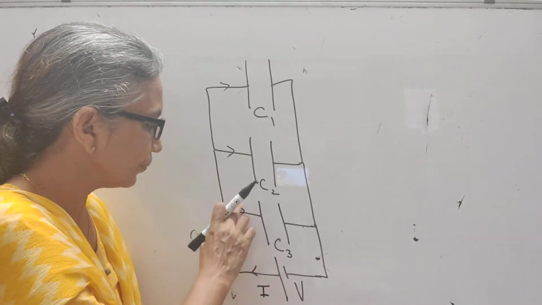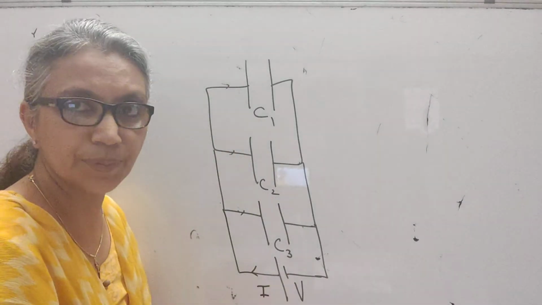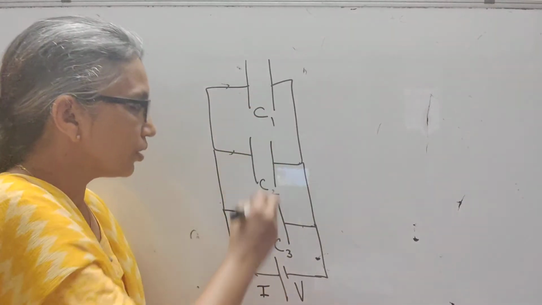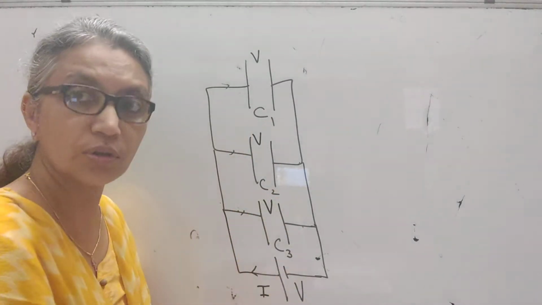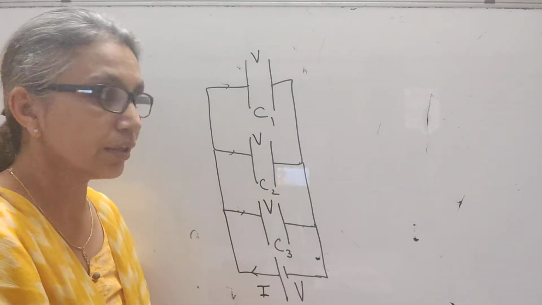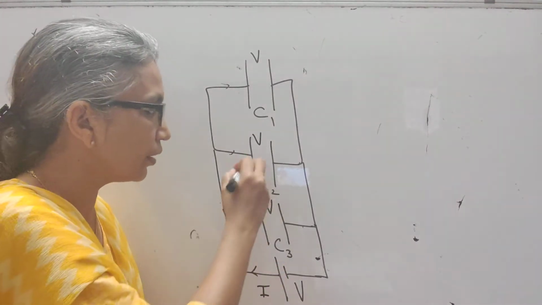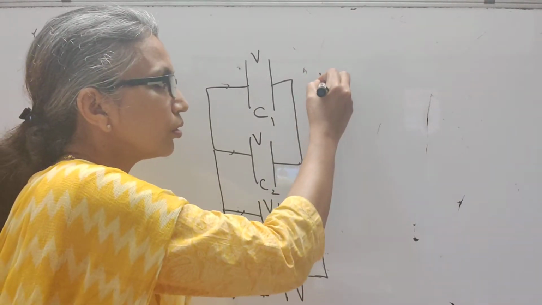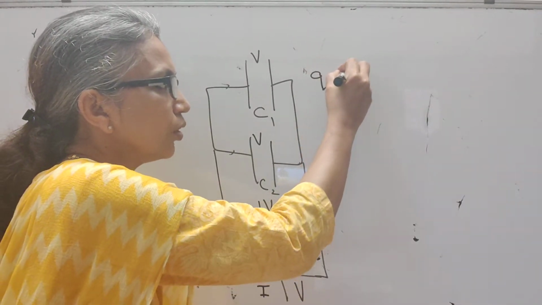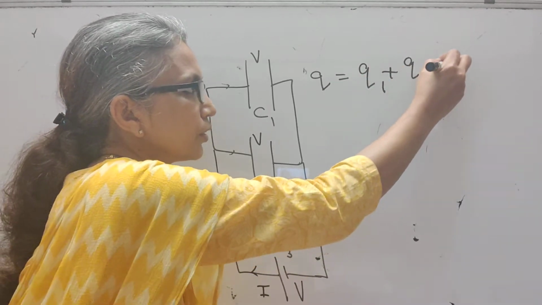So here we have three capacitors in parallel. Now because they are in parallel, they will all have the same potential difference, because you already know from 10th standard, resistors connected in parallel carry the same voltage. So in parallel, all capacitors will have the same voltage. So we may write the total charge Q will be the sum of the charges Q1 plus Q2 plus Q3.